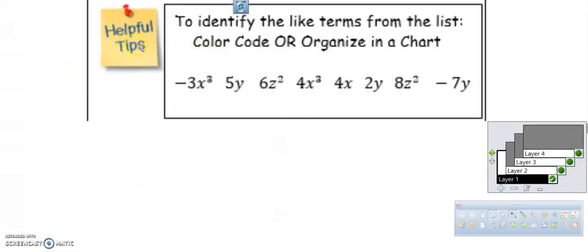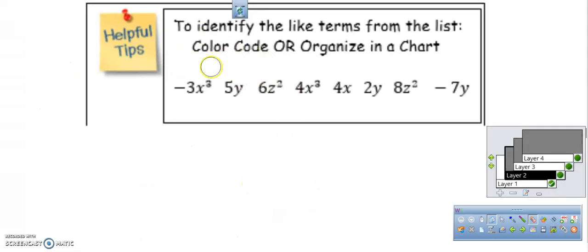So we've got some helpful tips. All right, so looking at this next example, we're trying to identify like terms from a list, and there's a helpful tip here to maybe color code or organize in a chart. So first we're going to color code our like terms. So we have to identify them, and I'm going to circle the ones in the same color to identify that they are like. So I'm going to start with blue.